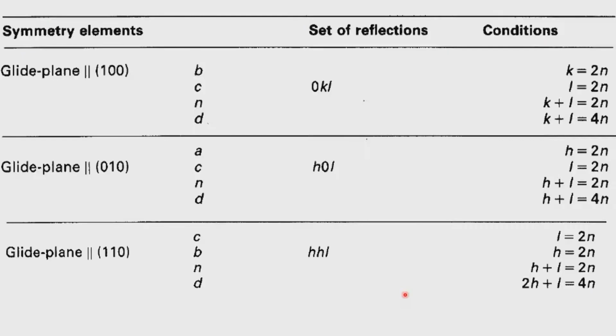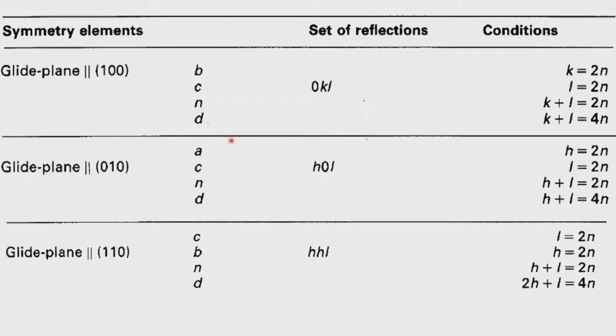So, if that is the case, what are the types of glide planes we can think of? We can think of glide planes parallel to 1 0 0 direction, which is along the A axis, glide planes parallel to 0 1 0, which means it is B, and glide planes parallel to 1 1 0, which is along the diagonal. So, we have listed the planes which are in these directions, and the glide planes along 1 0 0 can be B, C, N and D.